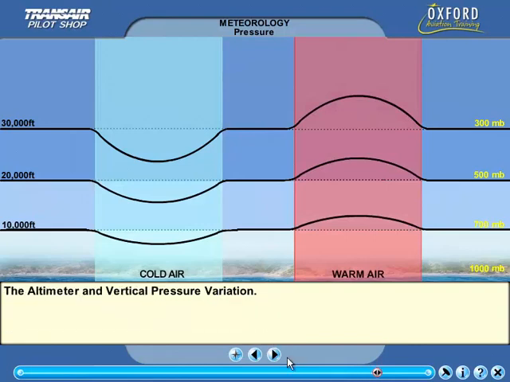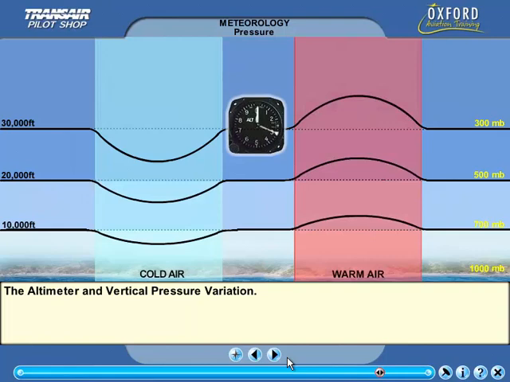It is important that you understand this phenomenon because of its significance to altimetry. The altimeter is calibrated to ISA. This calibration assumes a pressure change with height in accordance with ISA. This is shown in the middle of the diagram. If the pressure were 300 hectopascals or millibars, the altimeter would register a height of 30,000 feet.